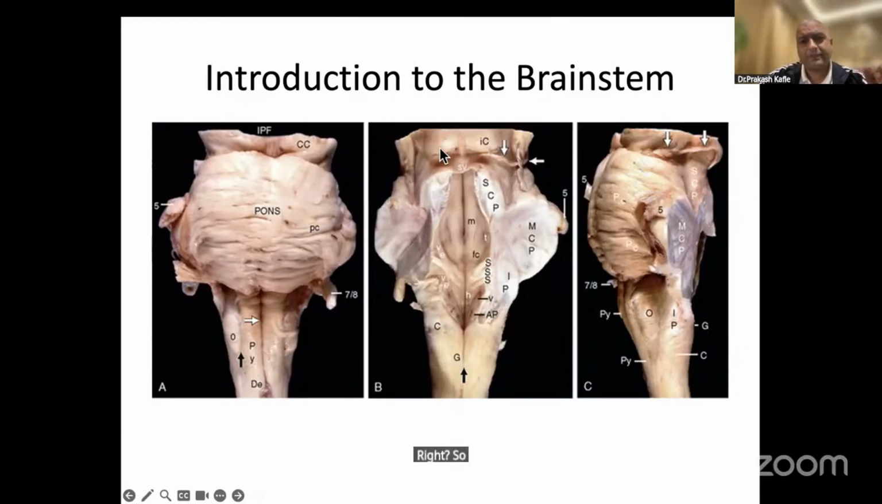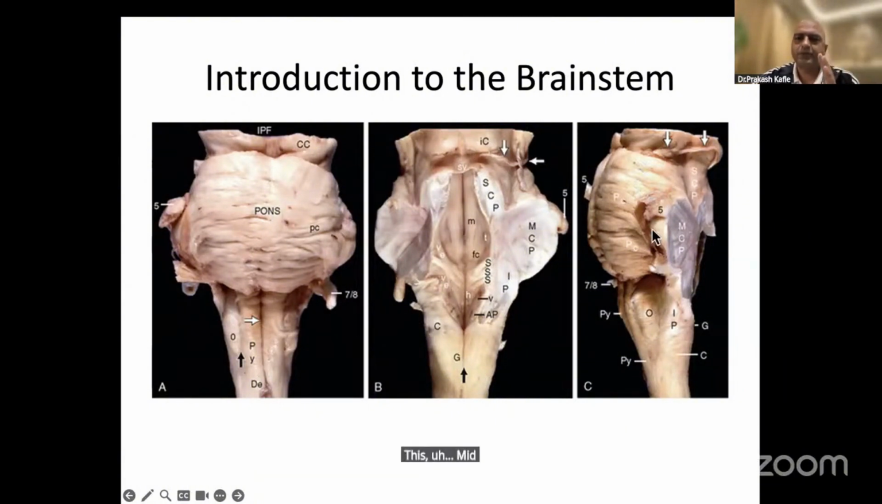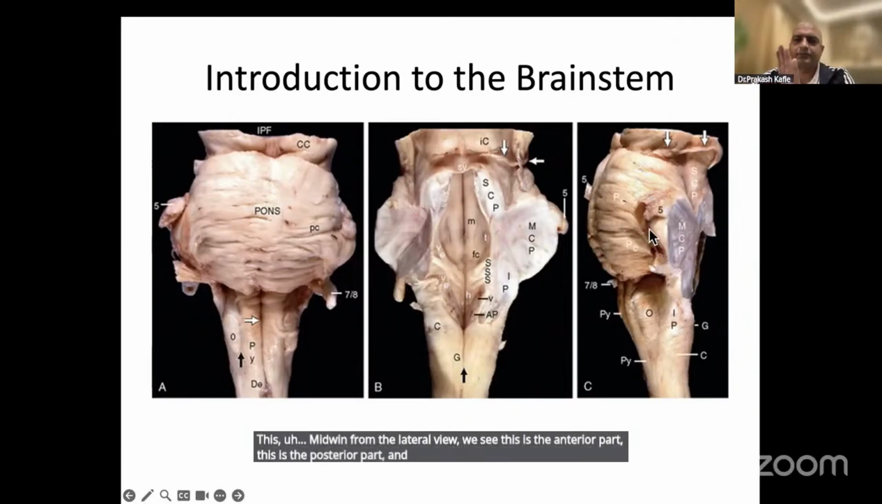So this is the midbrain seen from the posterior part, this is the pons, and this is the medulla. Similarly, if we see the midbrain from the lateral view, this is the anterior part, this is the posterior part, and this is the lateral view of the brainstem.